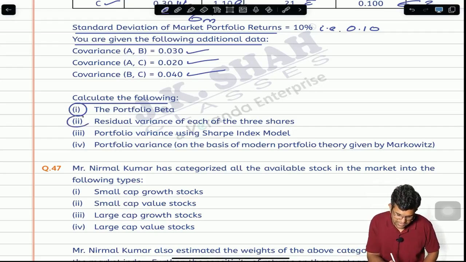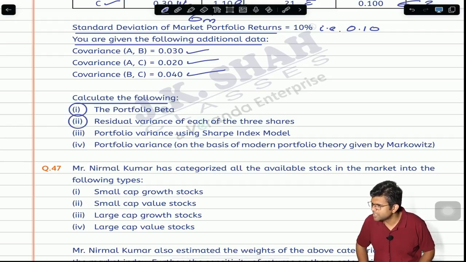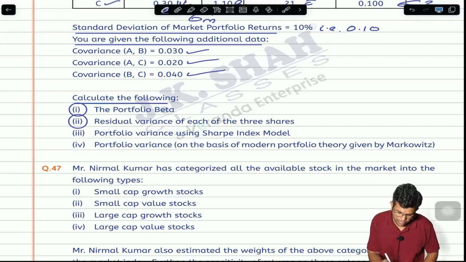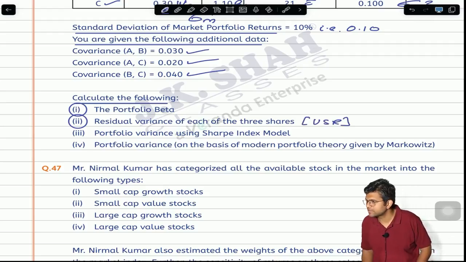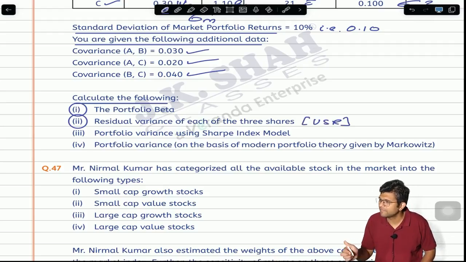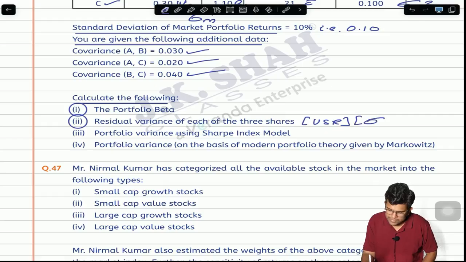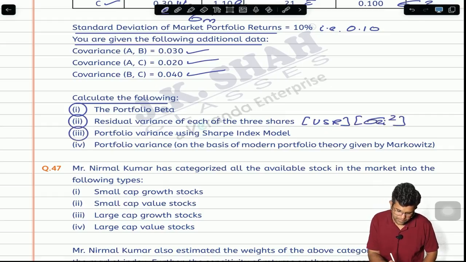What is this? Any idea if this comes in the exam? What will you refer to? The residual means? Leftover. Very good. Students, they are asking you USR. Everyone clear now? They are asking you unsystematic residual balancing figure. You understand, no? You have to find sigma EI square. Got clarity? Point number 3.